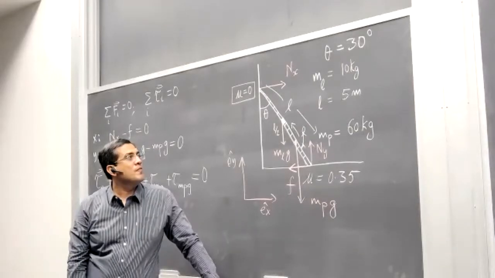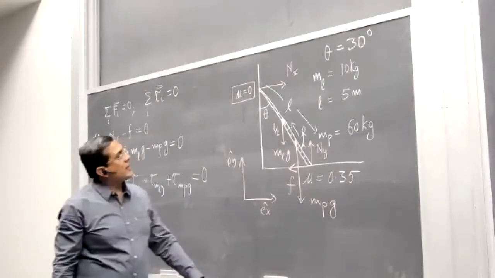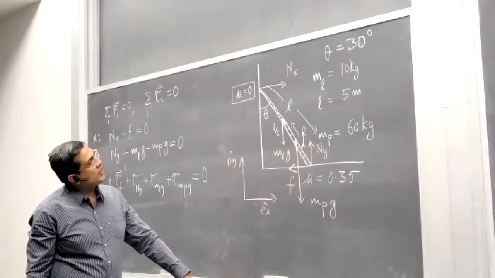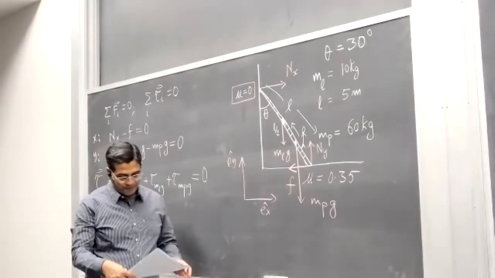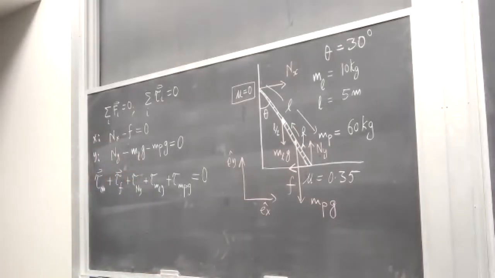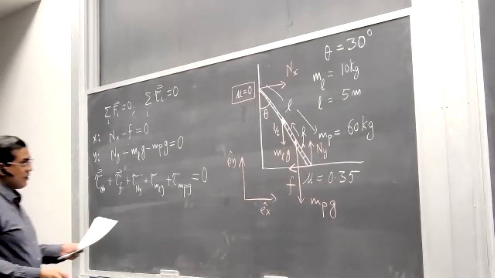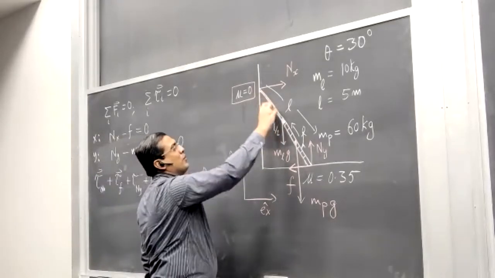Sir, Nx cos theta L/2. Nx cosine theta L/2. Yes, that's right. How did you get it? Sir, I resolved it first and then took the distance from R directly. Yes. So if you resolve, this distance is L/2, right?